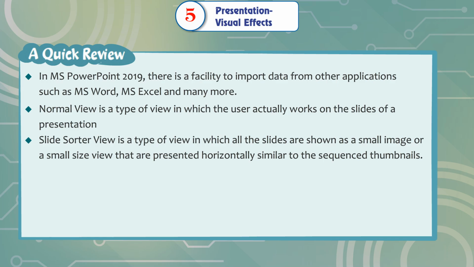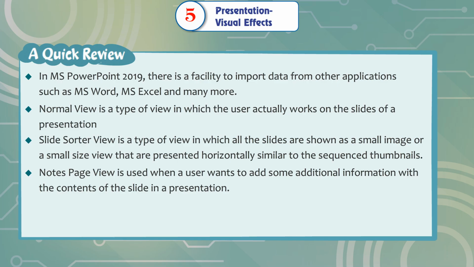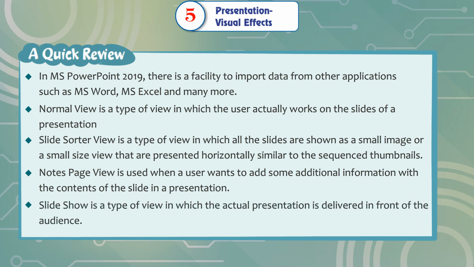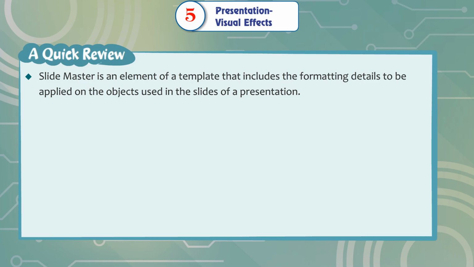Slide Sorter view is a type of view in which all the slides are shown as a small image or a small size view that are presented horizontally, similar to sequenced thumbnails. Notes Page view is used when a user wants to add some additional information with the contents of the slide in a presentation. Slideshow is a type of view in which the actual presentation is delivered in front of the audience. Slide Master is an element of a template that includes the formatting details to be applied on the objects used in the slides of a presentation.